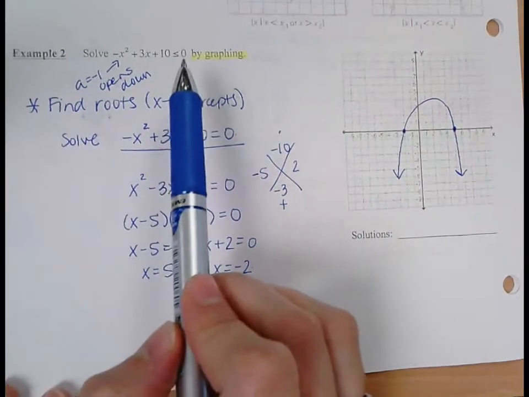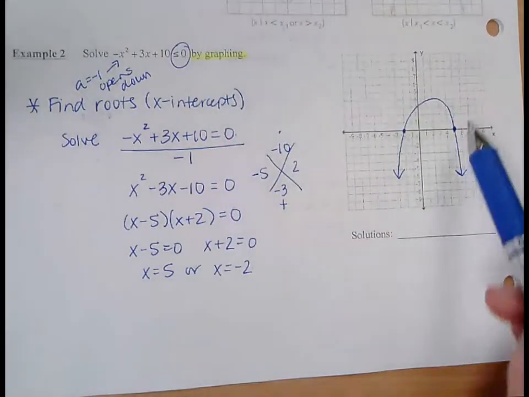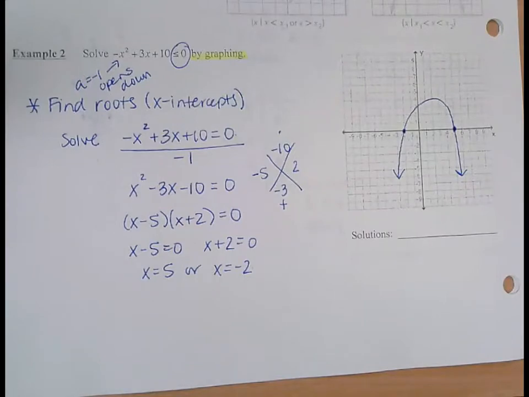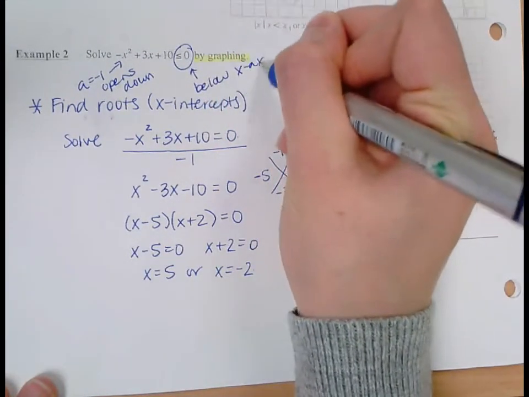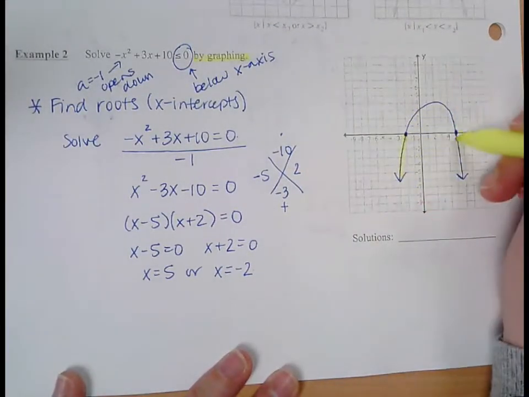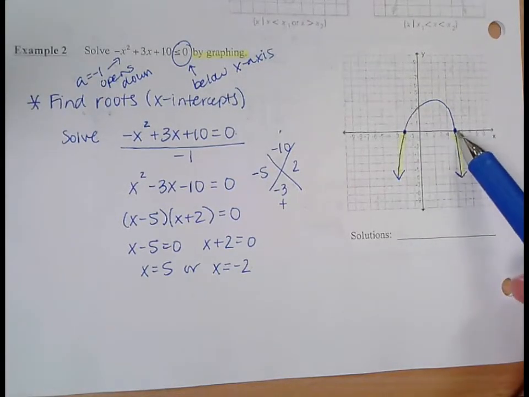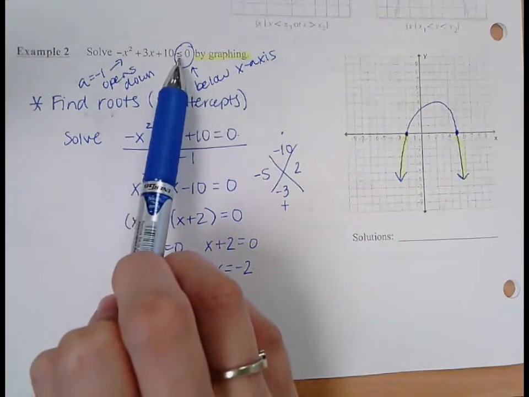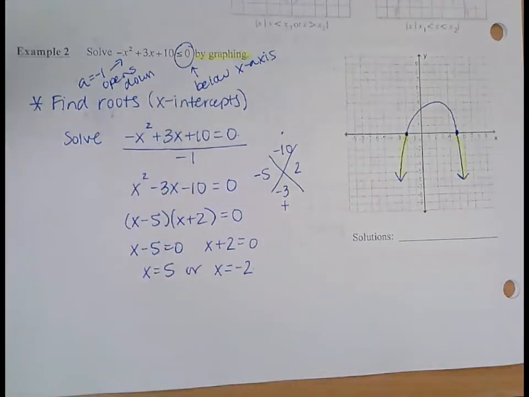So now looking back at the inequality, I have less than or equal to 0. So on my graph, am I looking above or below the x-axis? Below the x-axis. It's less than. So I am looking at the two ends of my graph. And I already know what my x-intercepts are. They're -2 and they're 5. And I will say this as well, if you have the or equal to in the original inequality, the or equal to should be in your answer as well.